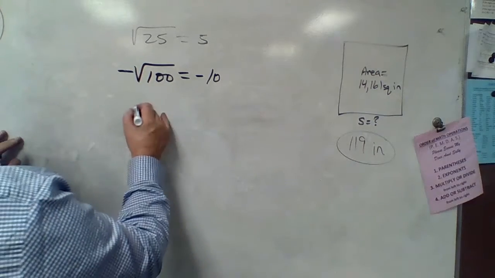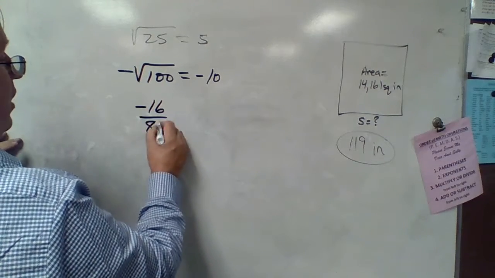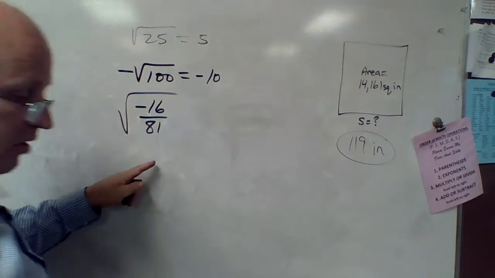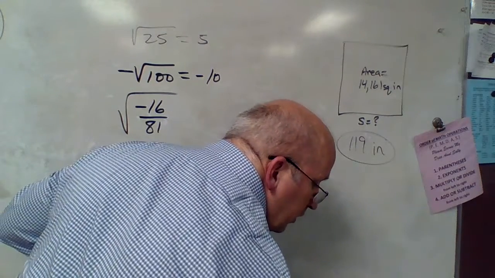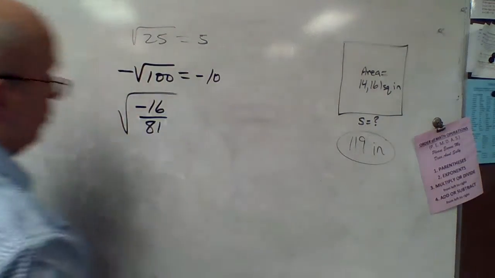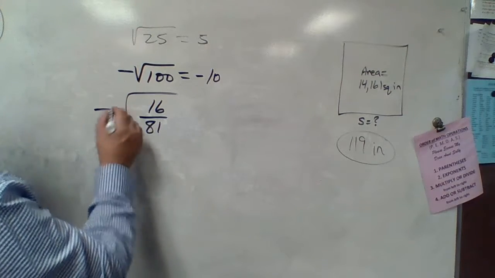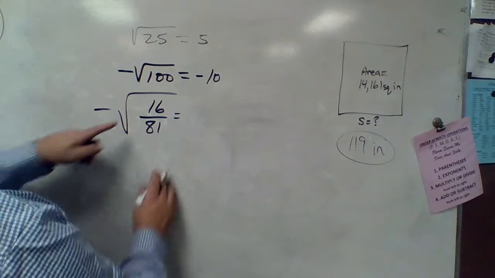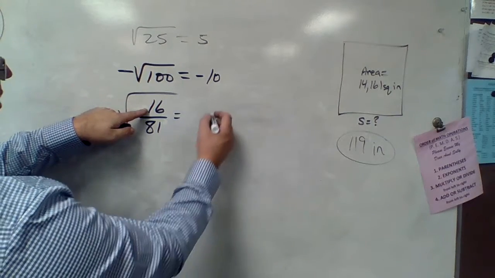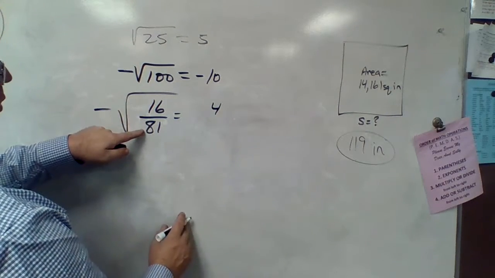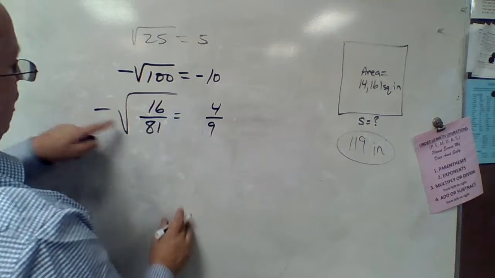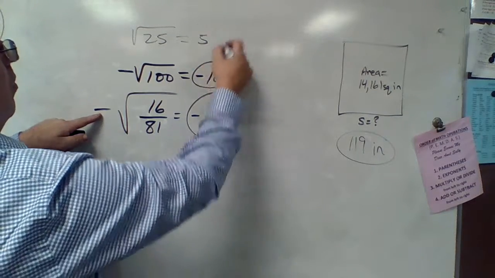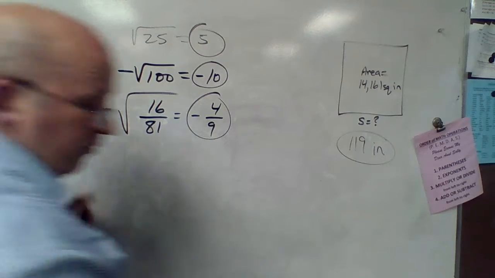Number 7, negative square root of 16 over 81. Ignore what I just said, I wrote that wrong. It's the negative sign out here, and that makes a big difference. So first of all, what's the square root of 16? 4. What's the square root of 81? 9. And it's the opposite of 4 ninths. So there's our answer. We've got 3 answers so far.